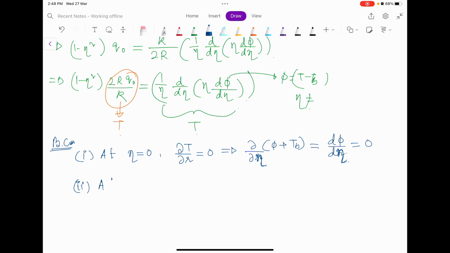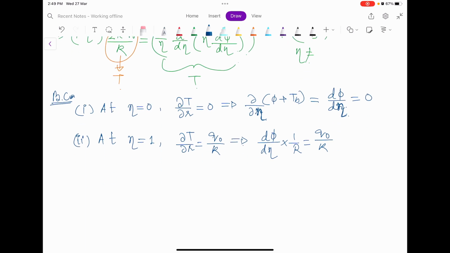Another thing is that eta equal to 1, that is at r equal to R, my del T del r was q by k, right? So that will be, again, my d phi d eta into 1 by R. I have done these transformations from one coordinate to another several times. So this will be d phi d eta is equal to q naught R by k.